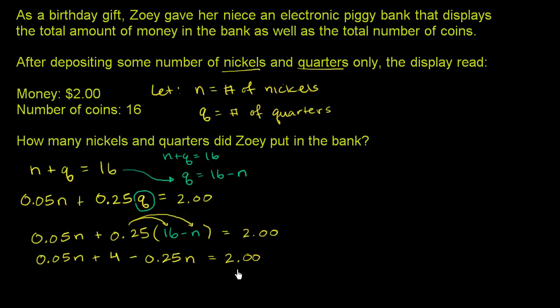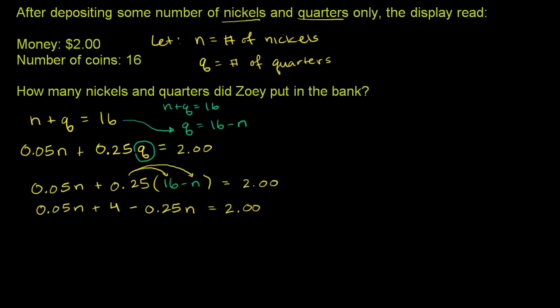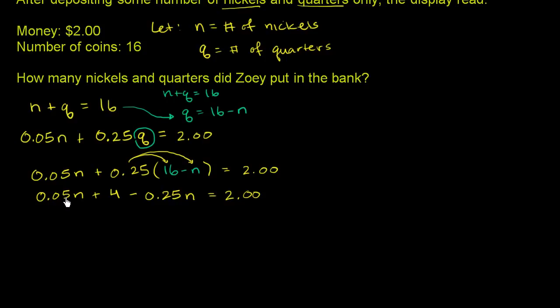Let me scroll down a little bit. We have 0.05 n minus 0.25 n. So let me combine these terms. If I have 0.05 of something, and I subtract from that 0.25 of that something, that'll give me negative 0.20 of that something. If I combine these two terms, I get negative 0.20, or negative 0.2 n. And then, of course, I have the plus 4. Plus 4 is equal to $2, or we could even just write 2 there.